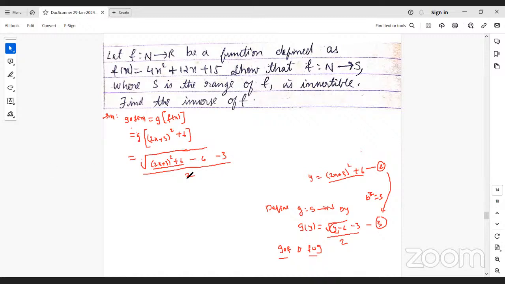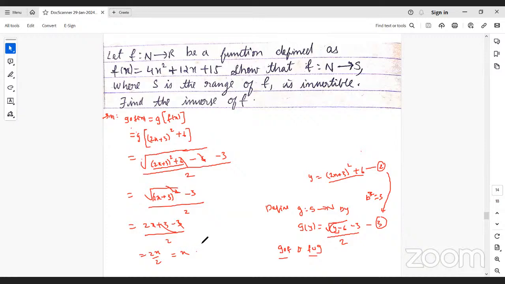On further simplifying, plus 6 and minus 6 will cancel off. Under the root, (2x plus 3) whole square will remain, minus 3 upon 2. Square and square root will cancel off, so the remaining term is 2x plus 3 minus 3 upon 2. Plus 3 minus 3 will cancel off, so 2x upon 2 is equal to x. So we have shown G composition F of X is equal to X. Next, similarly, we need to show F composition G.